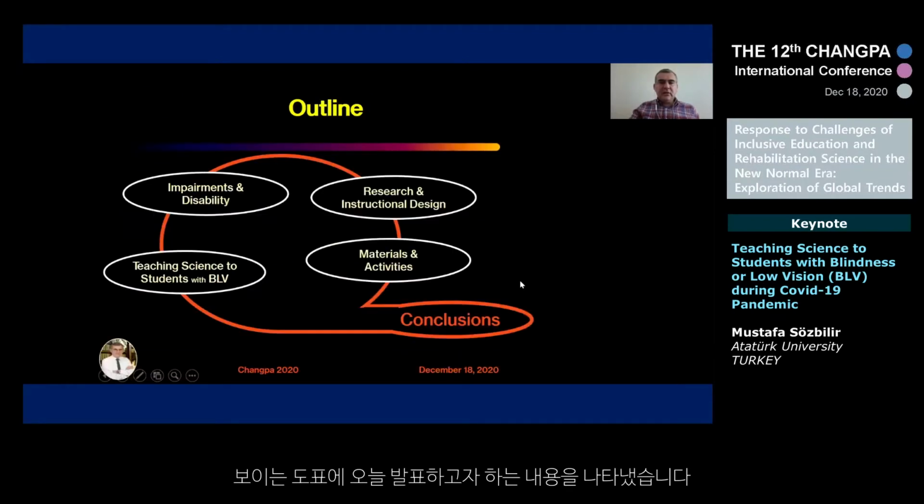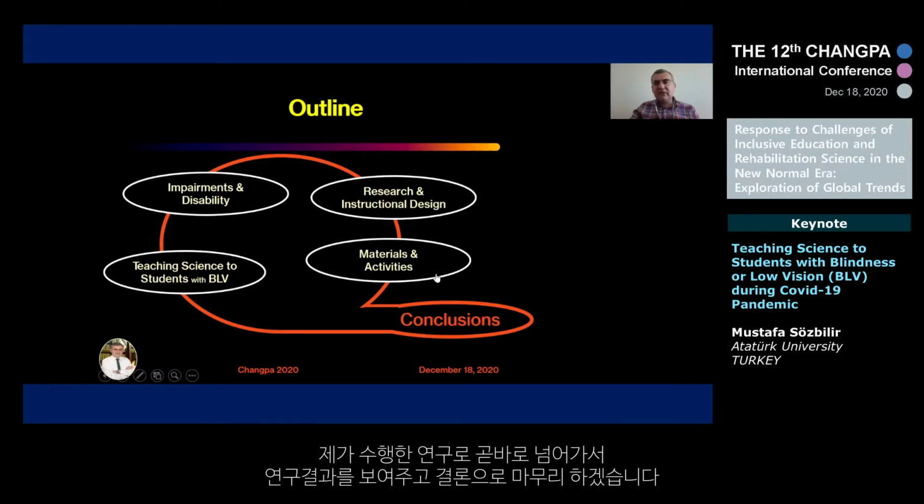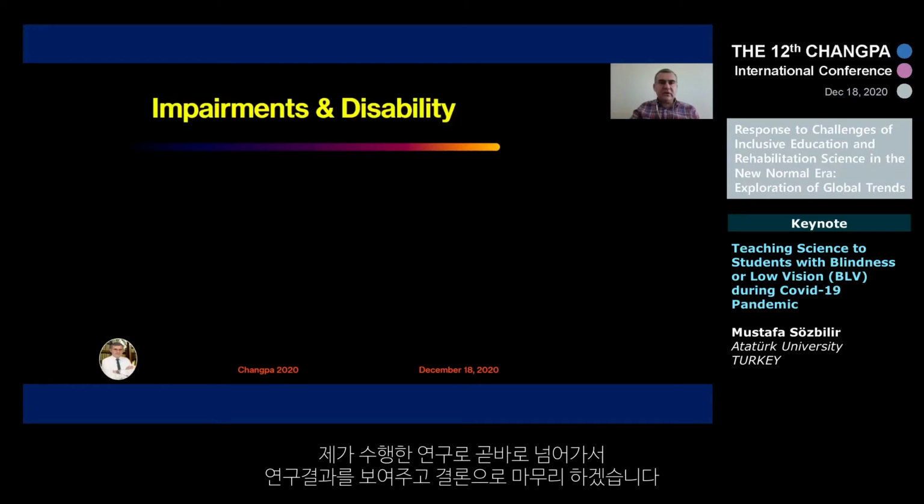You can see the outline of my presentation here. I will give you brief information about impairments and teaching science to visually impaired students, and then I will switch quickly to my research, give some of the research results, and summarize with the conclusions.